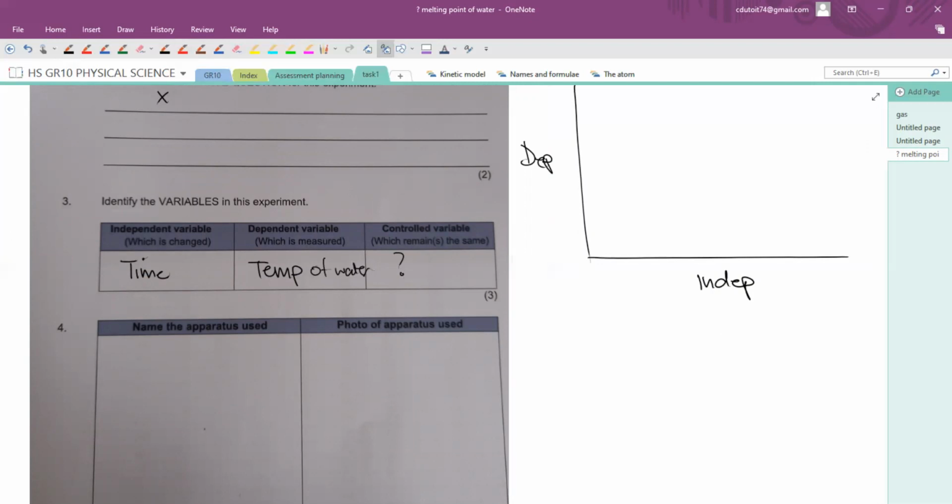Speak to me, Calvin. I can't hear you. Sorry, sir. It was mute.